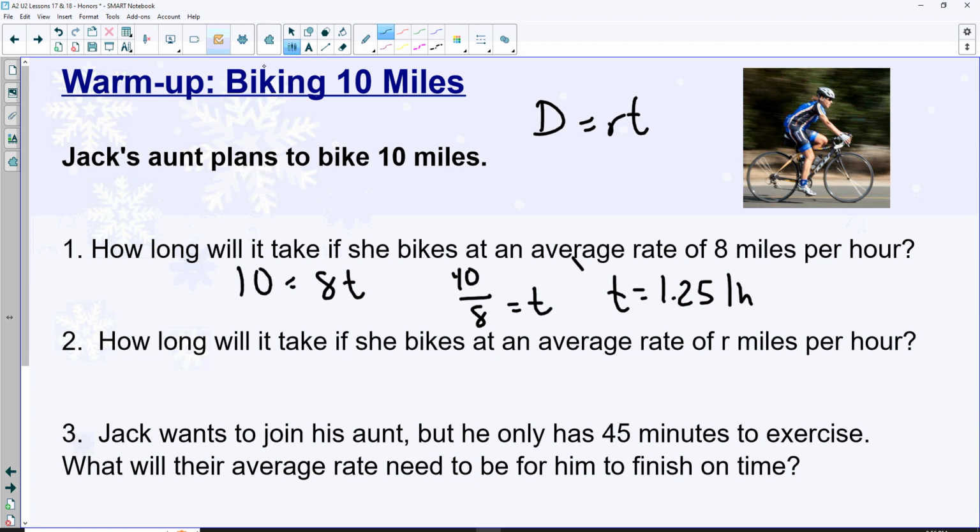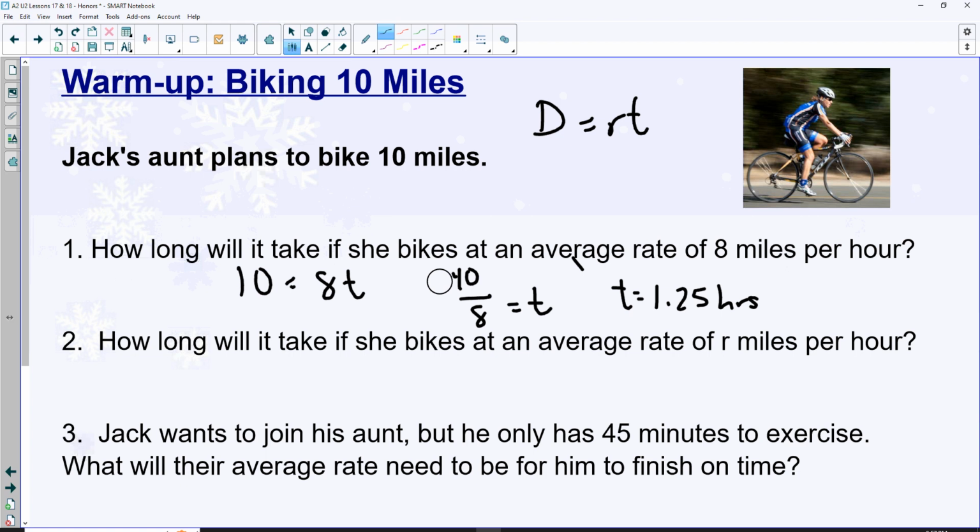hours. Oops. Didn't want to do that. Kind of missed my h there. T equals 1.25 hours, which is an hour and 15 minutes. And that should be a 10, not a 40. I know it kind of looks like a 40 here. There we go. Perfect. So we got that done.